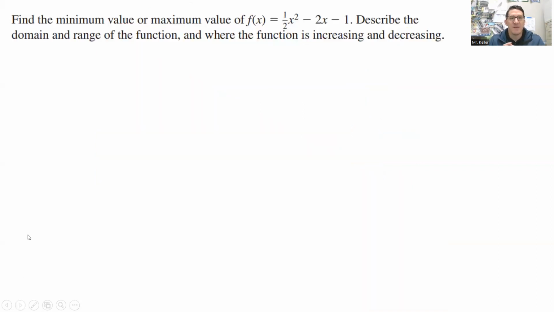So let's look. We're going to find the minimum or maximum value of f of x equals 1/2 x squared minus 2x minus 1. Describe the domain and range of the function. The domain is increasing and decreasing.